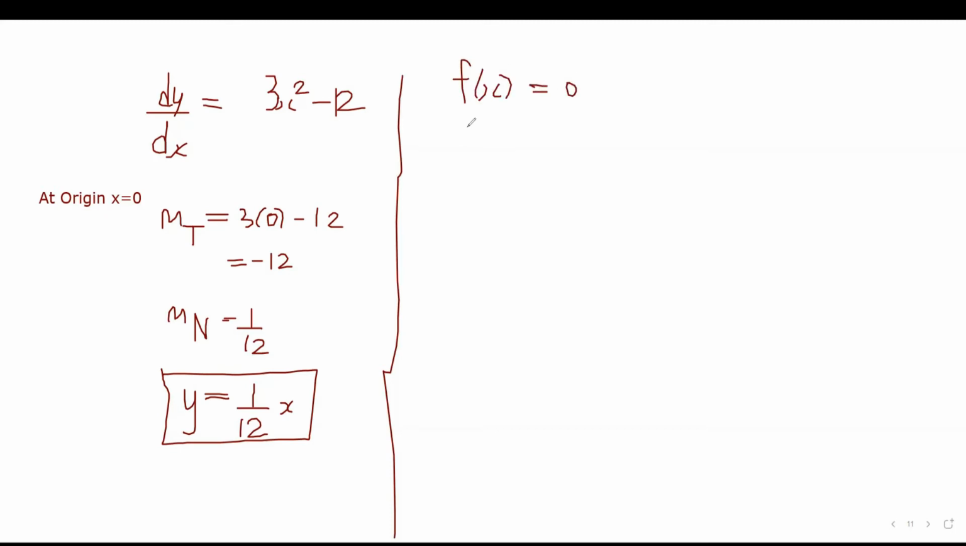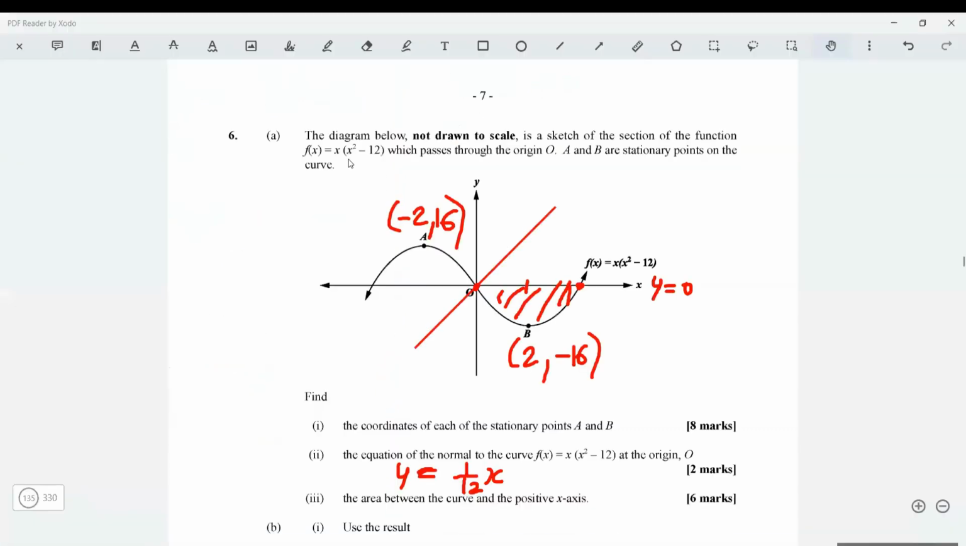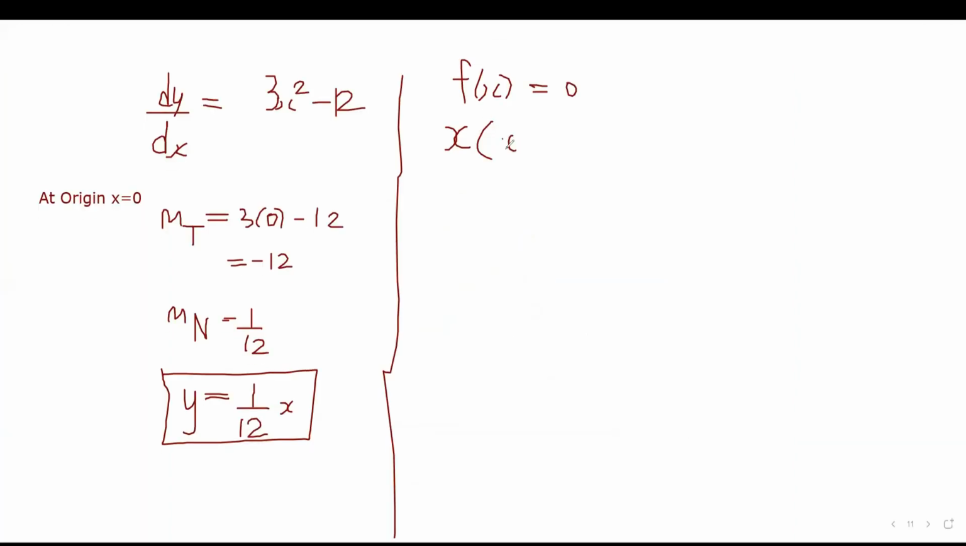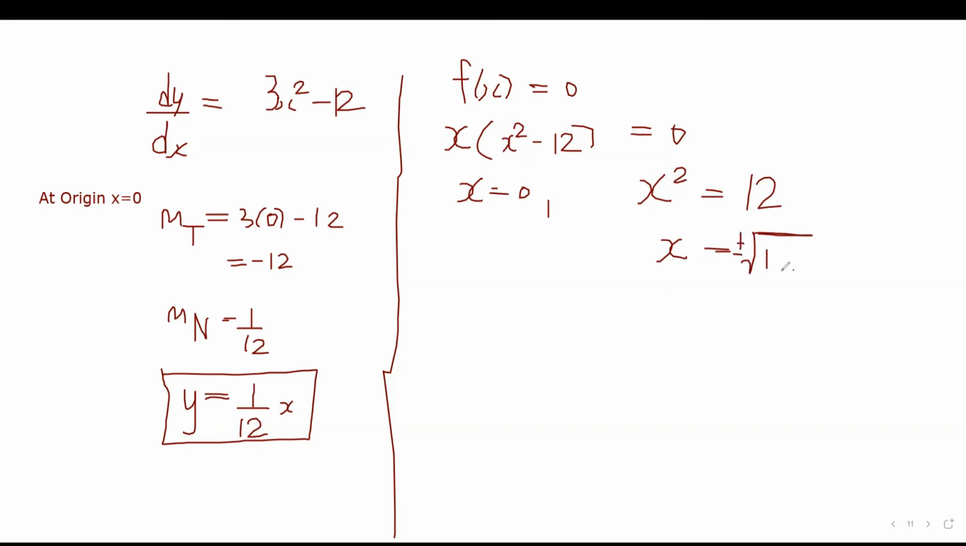Remember, f of x is x cubed minus 12x, or x times x squared minus 12. If we're setting this equals 0, Marika, there are going to be three possible roots. We're going to get either x equals 0 or x squared equals 12. If x squared equals 12, we can square root it to get x equal to the square root of 12. And remember, you get two answers, plus or minus the square root of 12.